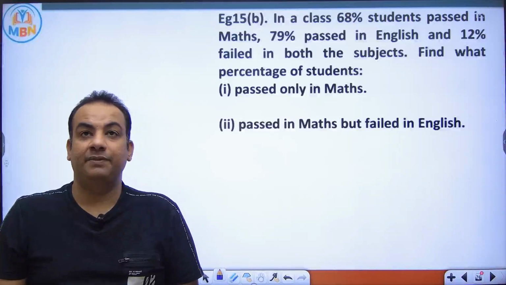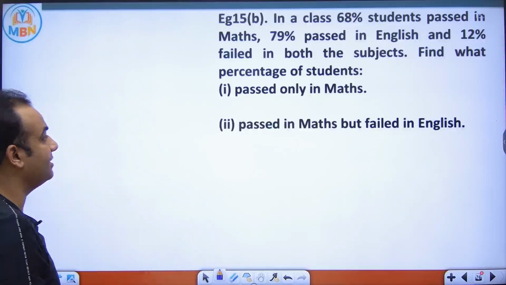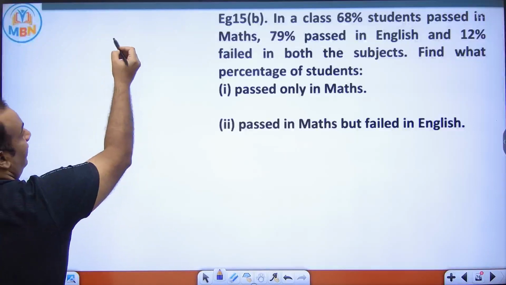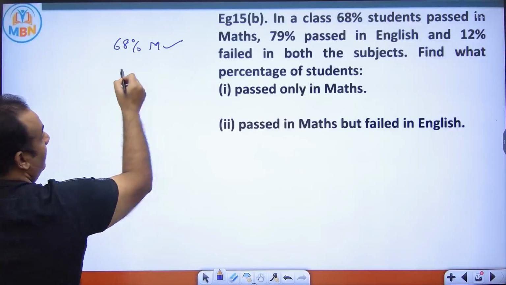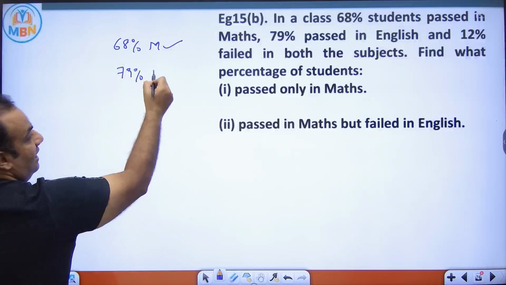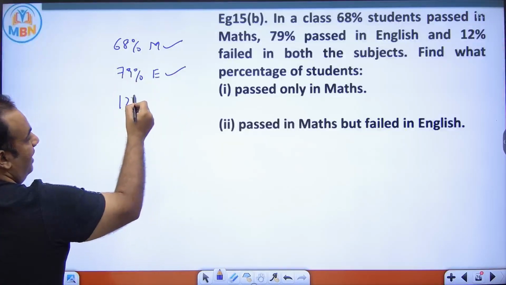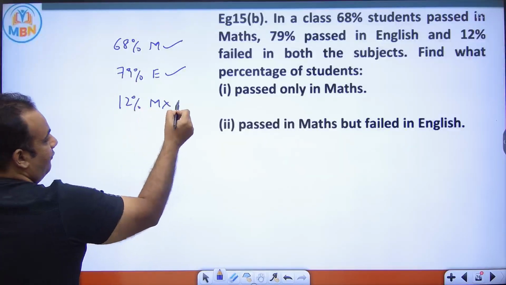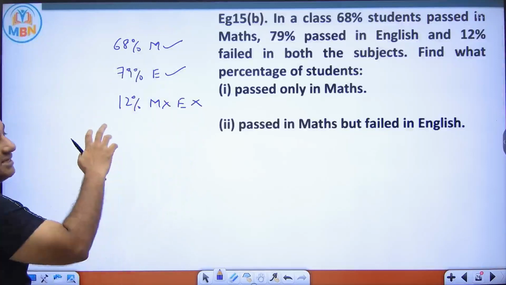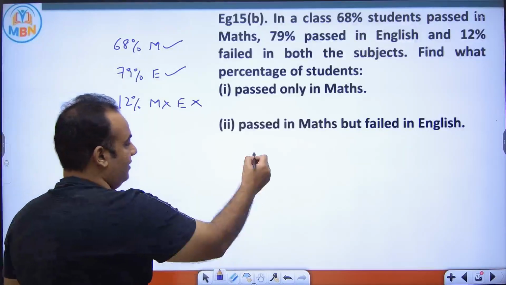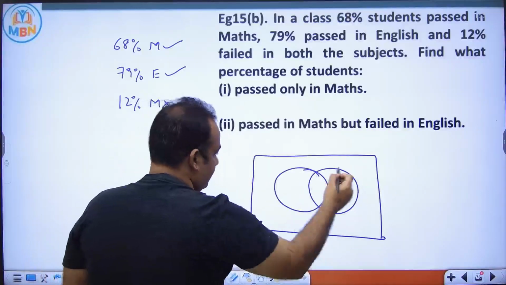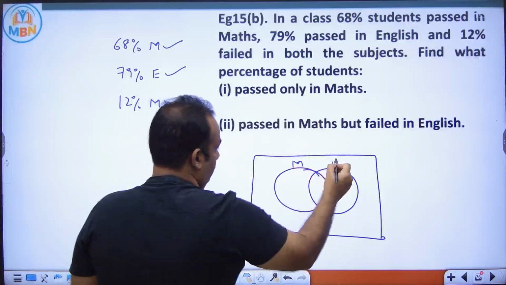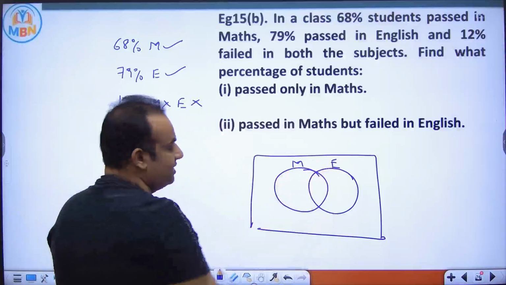In a class, 68% students pass in math. I'm writing the data. 68% students passed in maths. 79% passed in English. 12% failed in both the subjects. Failed in maths, failed in English. I'm using M for maths, E for English. Now, first I will make the diagram. First circle, second circle. These are those who passed in maths. These are those who passed in English.